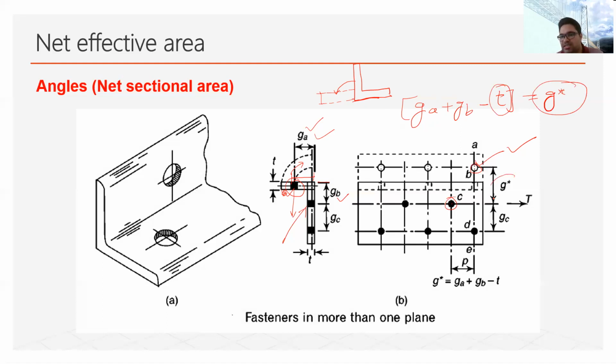Once we get G star, we will be able to identify the net sectional area based on the section which we are considering. Once we spread it like this, we may consider a section along this, and this. If we are considering it like this, we will count how many inclined lines there are, and based on that we will use this formula, p squared by 4g. Once we spread it and make it a plate, we will calculate the net effective area just like we calculate in the case of a plate. The only important thing is how we find out this G star value.